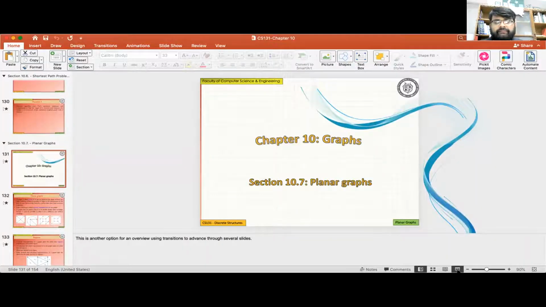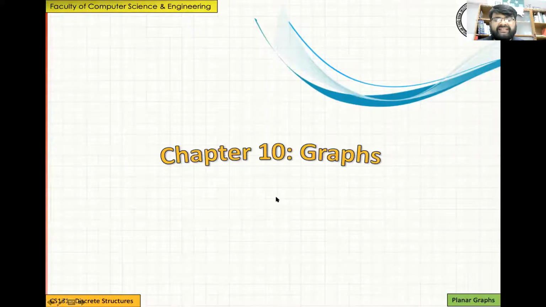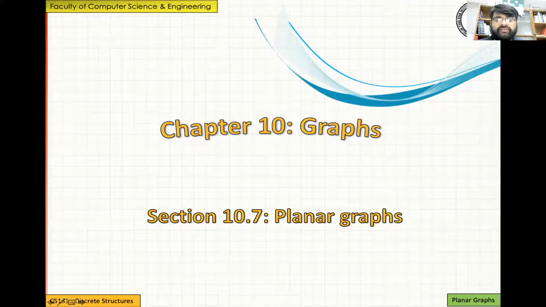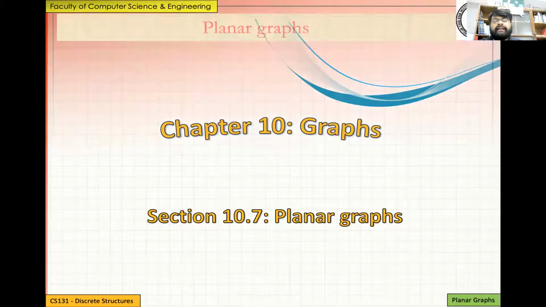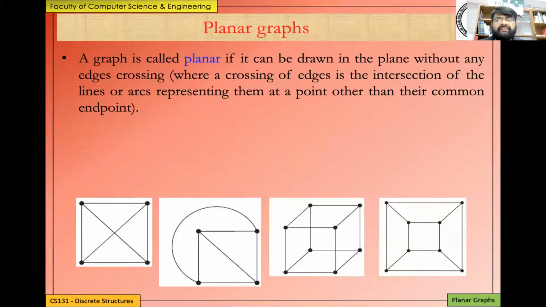Now we're going to talk about planar graphs, which is chapter 10, section 10.7 of your book. A graph is called planar if it can be drawn in the plane without its edges crossing, where a crossing of edges is the intersection of the lines or arcs representing them at a point other than their common endpoint. For example, in this one, we can notice that these two lines are intersecting with each other. This is the original graph.